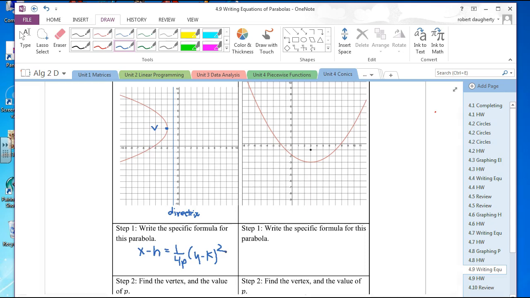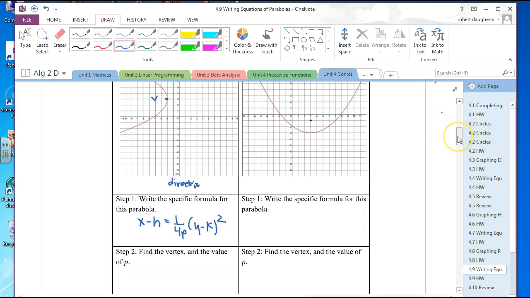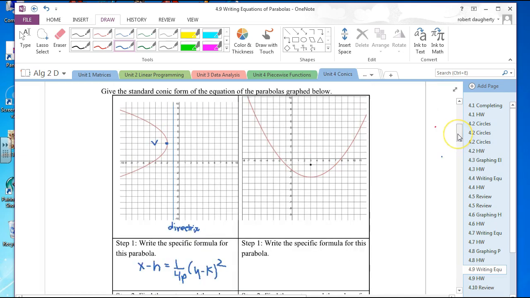So what is the vertex for this one? Yeah, -2, 3. And what's the value of p? Is p going to be positive or negative here? Yeah, p is going to be negative, and it's going to be a negative what? How do I know it's -1? P is the distance from where to where? Vertex to the focus and vertex to the directrix. So if I get either one of those, I'm good.